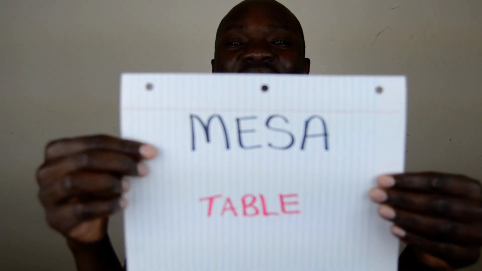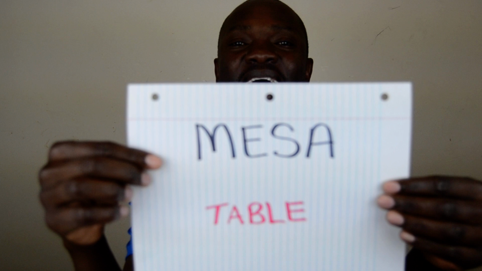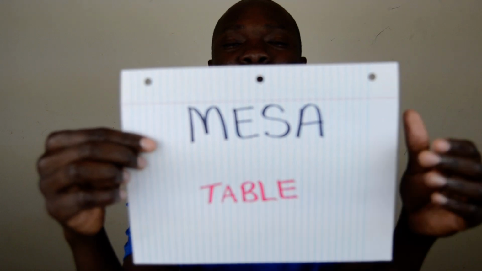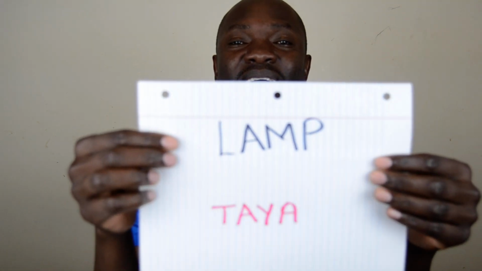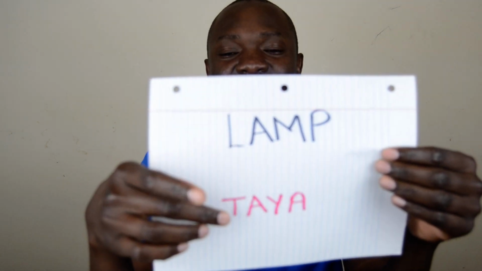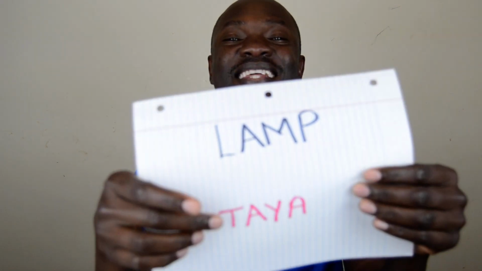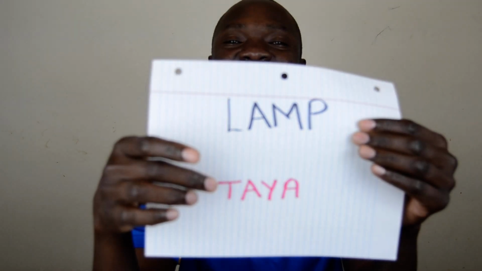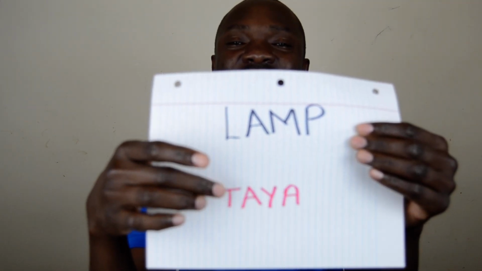Table. Mesa. Mesa. A lamp. See what I did there? Lamp is tire. Tire. That's a lamp.